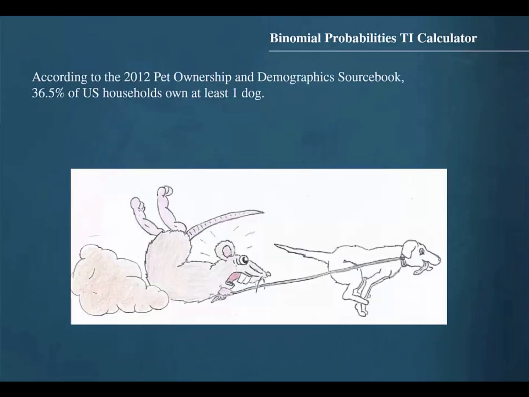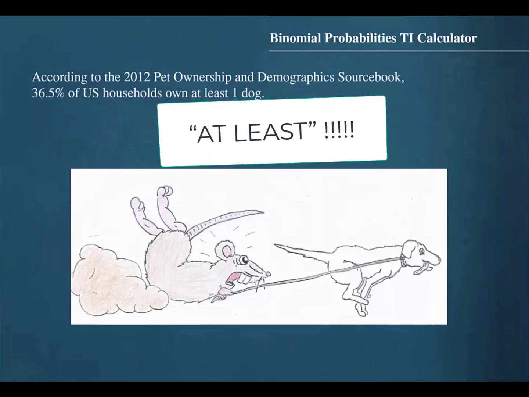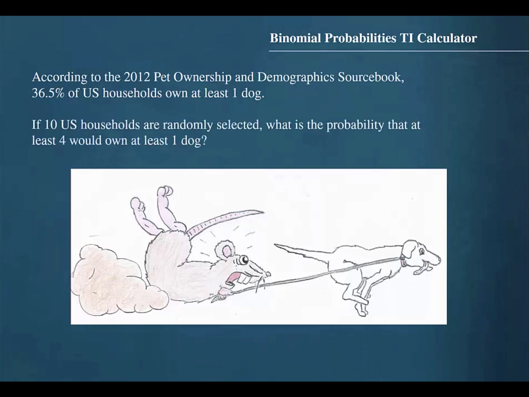Let's take yet another look at this same example, but with yet another twist. In particular, I refer to the phrase now, at least. Notice the difference between this time and last time. According to the 2012 Pet Ownership and Demographics Sourcebook, 36.5% of U.S. households own at least one dog.